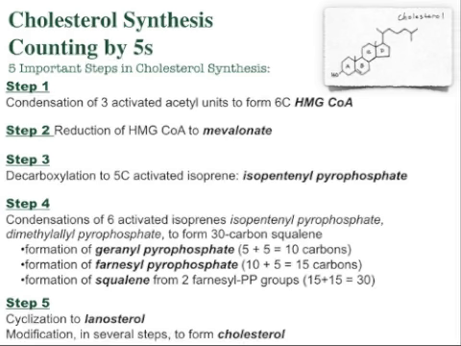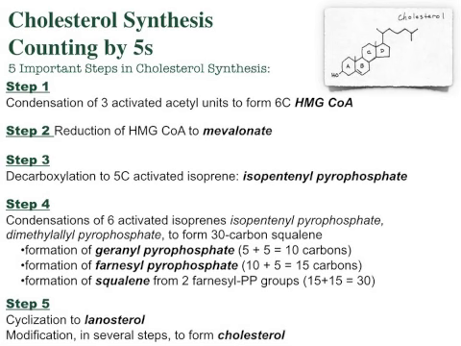Step 4 is the condensation of 6 activated isoprenes, both isopentenyl pyrophosphate and its isomer, dimethylallyl pyrophosphate, to eventually form the 30-carbon unit squalene. This happens first through the formation of geranyl pyrophosphate. 5 plus 5 equals 10, and geranyl pyrophosphate has 10 carbons. We're then going to add another 5 carbons to geranyl pyrophosphate to yield farnesyl pyrophosphate. Farnesyl pyrophosphate contains 15 carbons. Then comes the condensation of 2 molecules of farnesyl pyrophosphate to form squalene. 15 plus 15 equals 30.